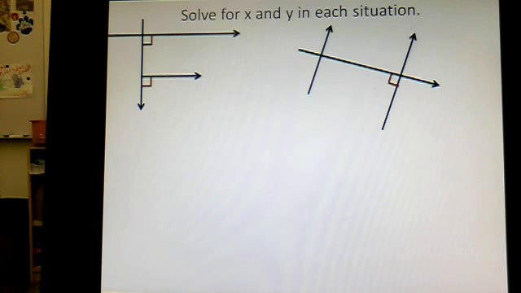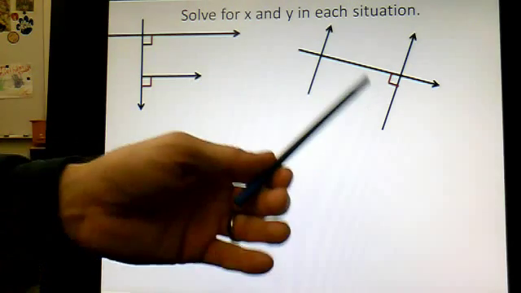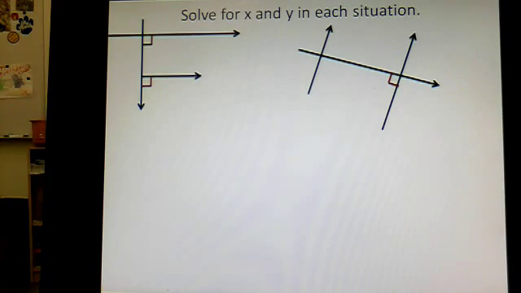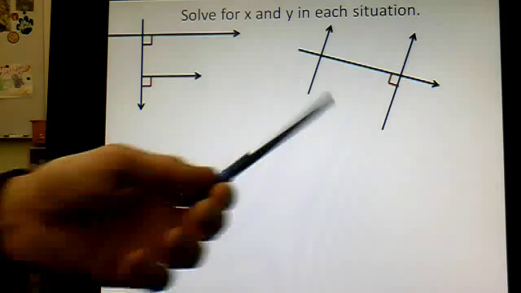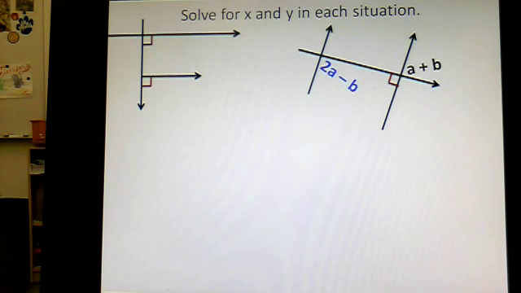Alright, there are two examples. Go through the algebraic examples on here. This one's on the back of your page, so don't worry about that one right now if you don't want to. The direction says solve for x and y in each situation. I'm actually going to use x and y in this problem and then a and b in the second problem.